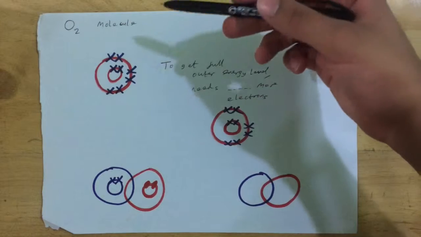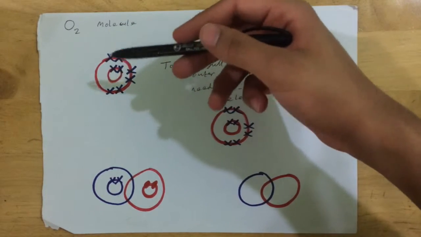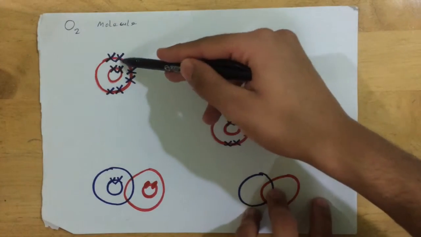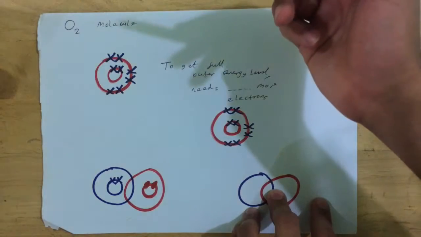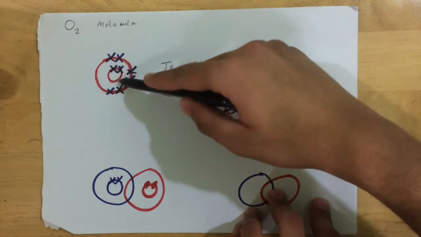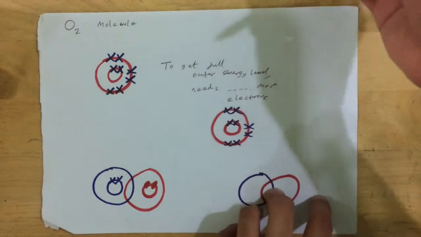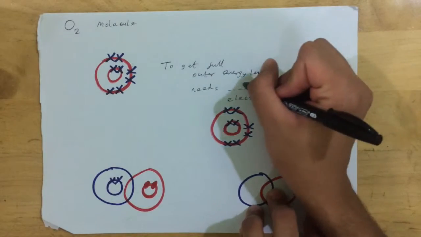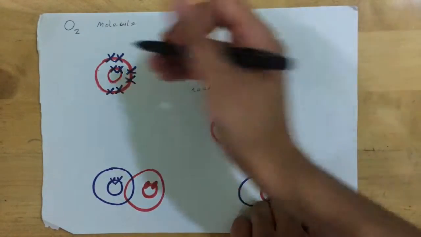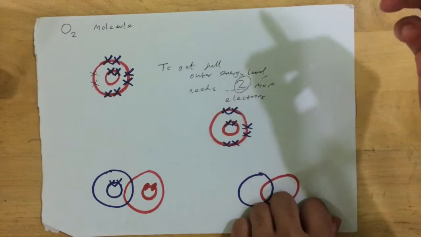Now we have the example of an oxygen molecule. Here's an oxygen atom. If you look at your periodic table, you will see that oxygen is in group 6, so it has 6 electrons in the outer shell. And because it's in row 2, it has 2 energy levels, 2 shells. To get a full outer energy level, it needs 2 more electrons.